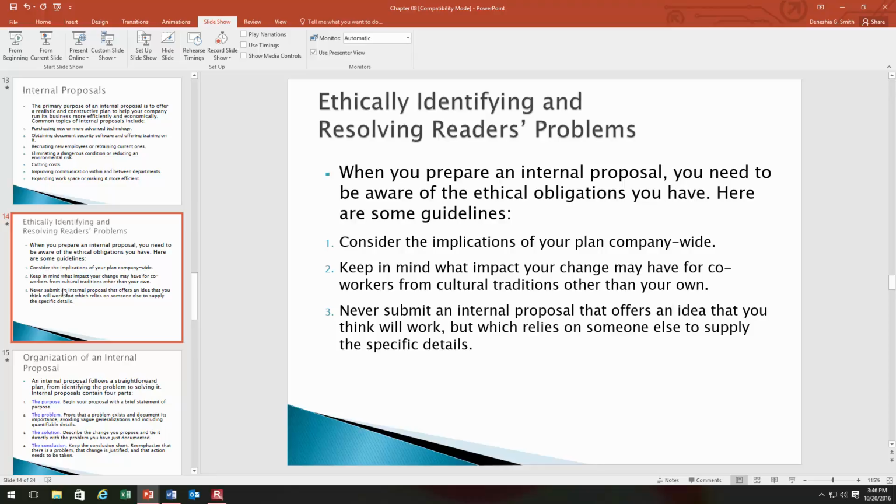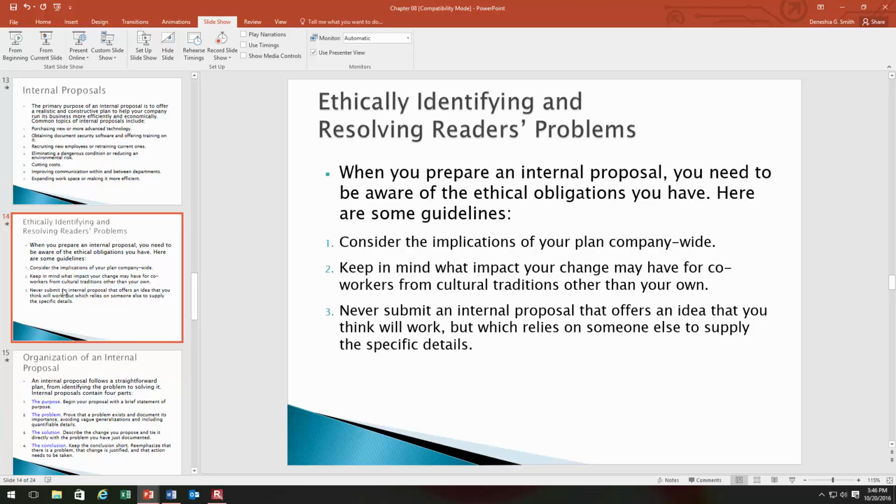You never want to make a decision without getting a sense of whether the people would be receptive to it, whether they need it, whether they are looking forward to the change, maybe they don't want it, maybe it's not necessary, right? And so you want to consider the implications of your plan company-wide. Keep in mind what impact your change may have for coworkers from cultural traditions other than your own. And so this is really important, right?